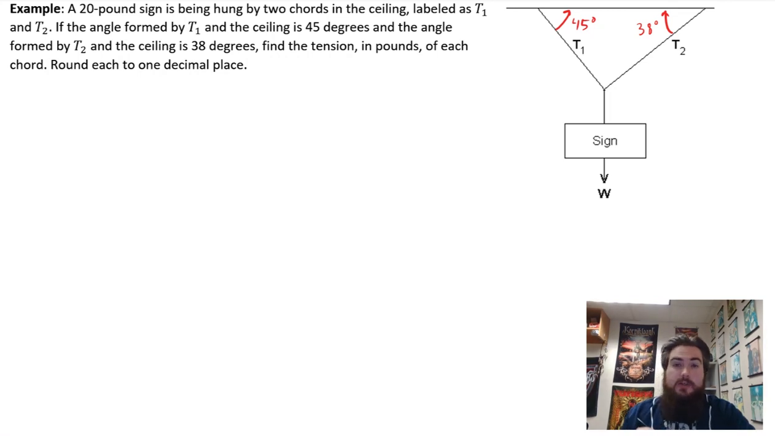Notice that these two tension cables are themselves hanging up something that is itself in pounds, this sign being 20 pounds. So that means the tensions that we find will also be in that same unit, as the magnitudes should be in the same unit measure. Now, this question can be done in a variety of ways.